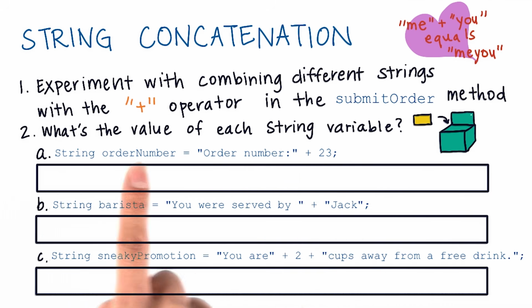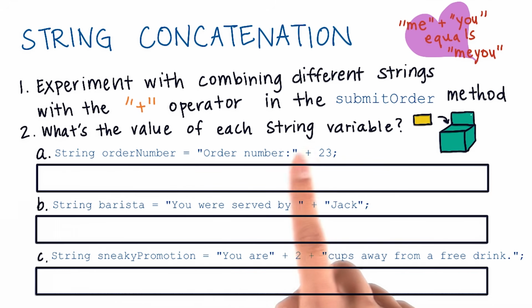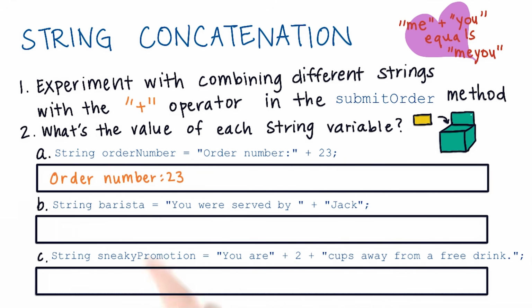Part A says string orderNumber equals "order number;" plus 23. The value that gets stored in this variable is "order number; 23." Notice that there's no space after the semicolon because the end quote is right after the semicolon. Since this is a string literal concatenated with an integer literal, the whole thing just turns into a string.